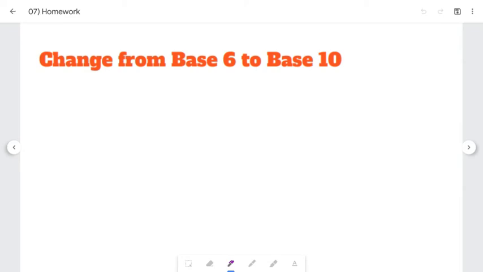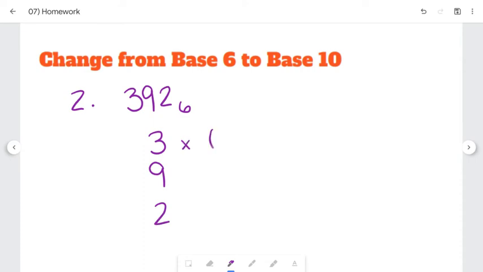Now, for the second one, I'm just going to change up the base to base 6. So for our second problem here, let's say we had 392 with a base of 6. Same thing. This time we're going to multiply by the base of 6 to the second power, base of 6 to the first power, and base of 6 to the 0.